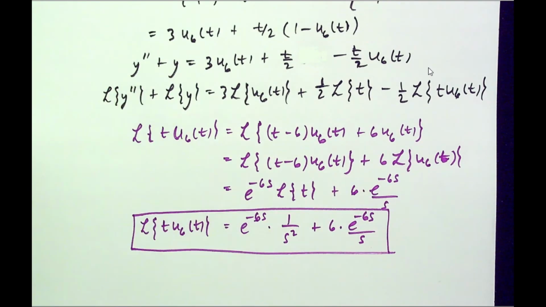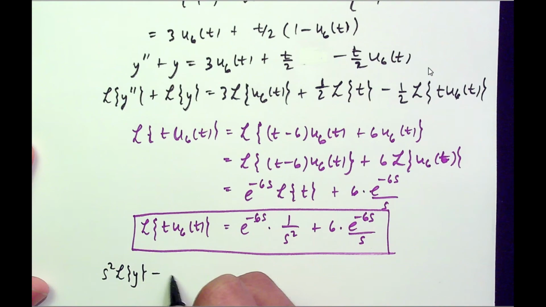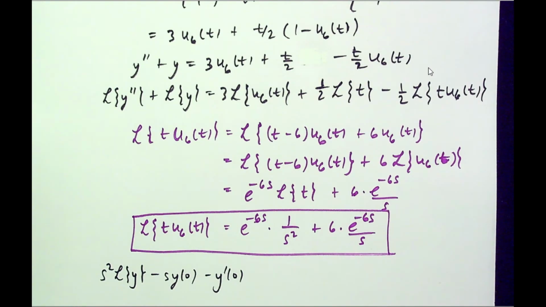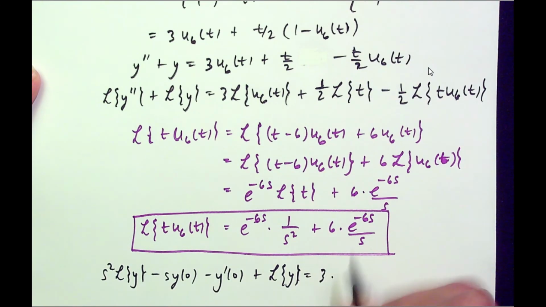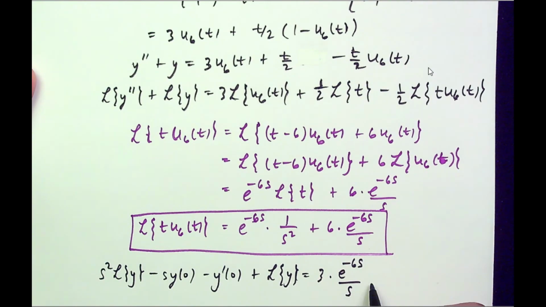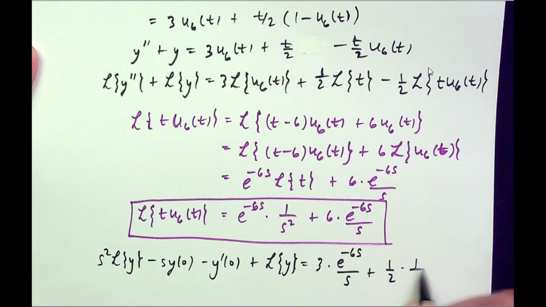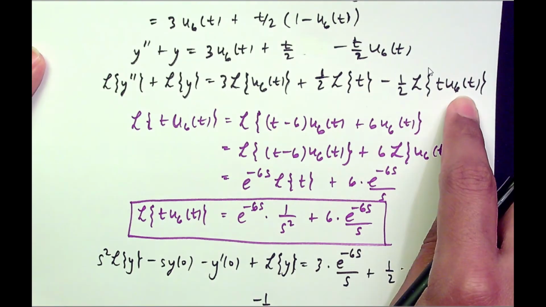The Laplace transform of y double prime is s squared times the Laplace transform of y minus s y of 0 minus y prime of 0, plus the Laplace transform of y equals 3 times the Laplace transform of this, which is e to the minus 6s over s, we look that one up, plus 1/2 the Laplace transform of that, we just did it right here, is 1 over s squared, and then minus 1/2 the Laplace transform of this, which we did right here.